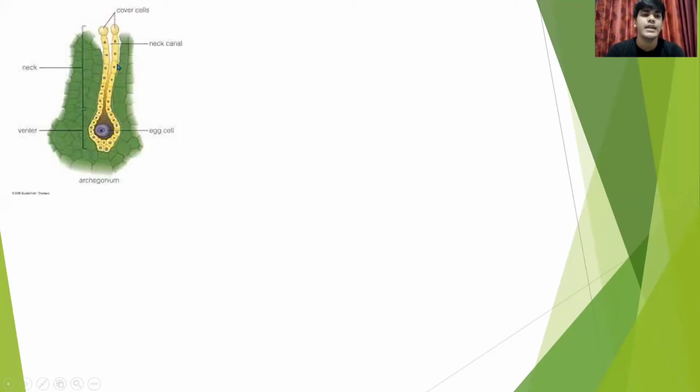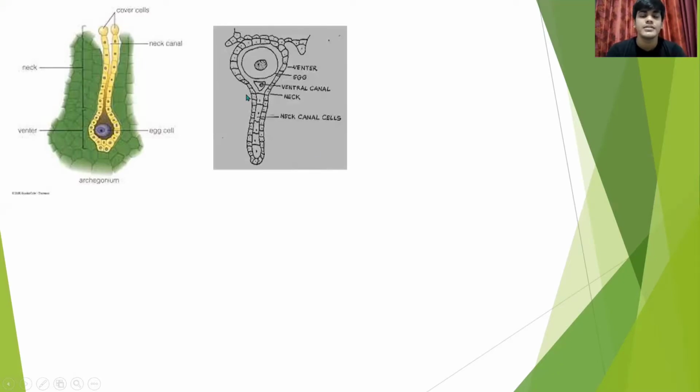This is what we call the jacket layer, which gives protection to this whole structure. So this is the neck canal cell. Here you can see this whole stalk, which is the neck. This is the swollen venter. The venter contains an egg, which is non-motile and which is the fertile generation. Non-motile, and this is a venter canal cell, which is sterile, and this is the swollen venter.